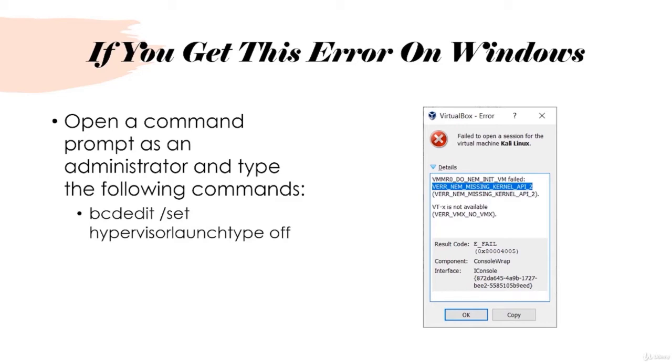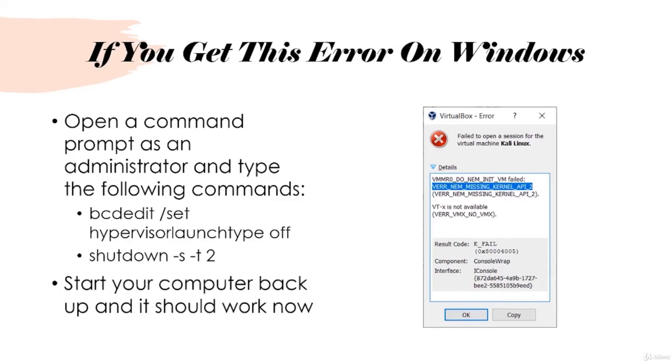You don't need to know exactly what they're going to do, but it's pretty much setting it up to where VirtualBox can use the hypervisor potential of your computer. So just do these two, and it's going to shut your computer down, and then start it back up, and then it should work now. That's what worked for me. So let me know if it actually works for you guys.